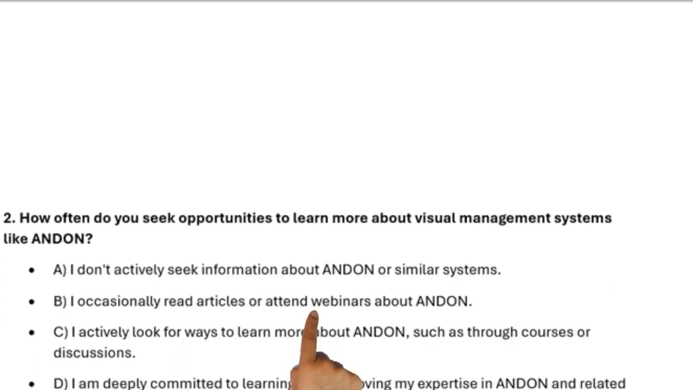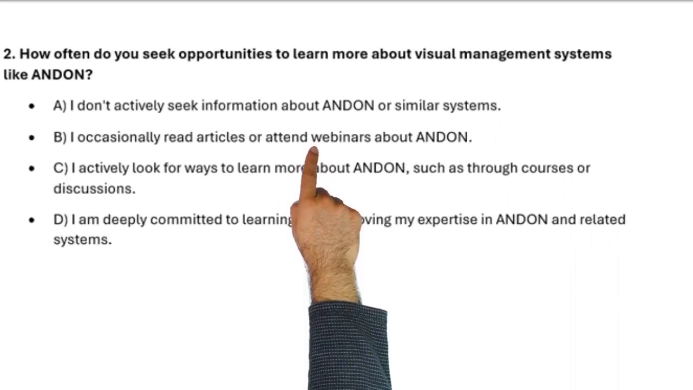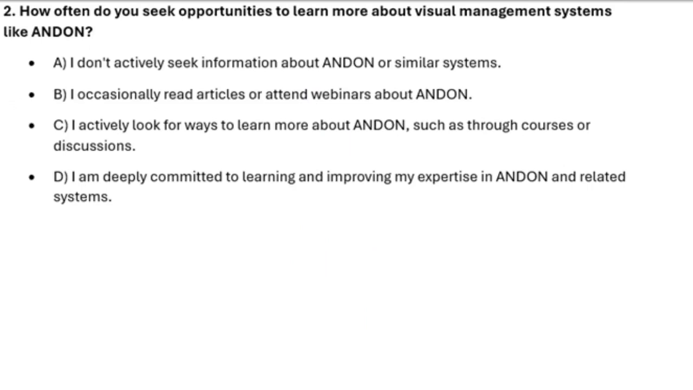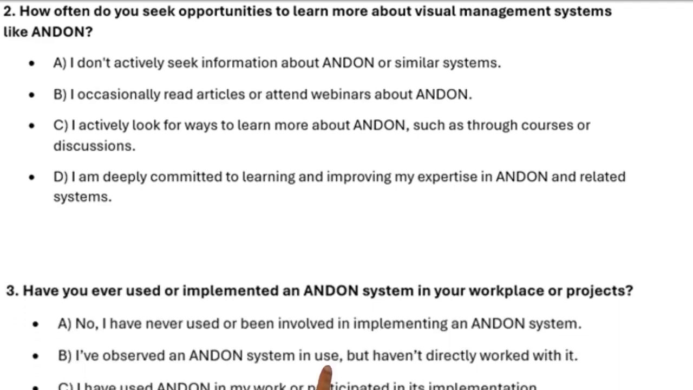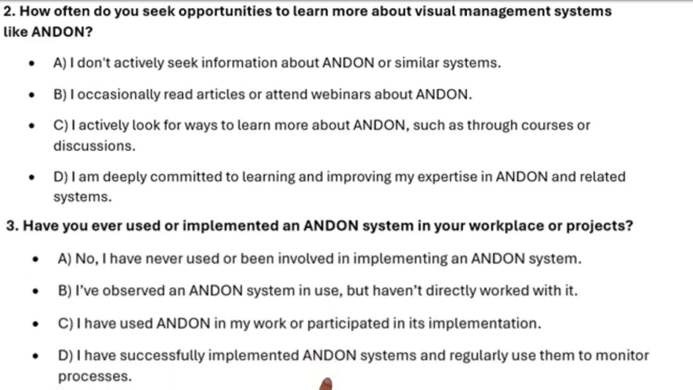2. How often do you seek opportunities to learn more about visual management systems like ANDON? A. I don't actively seek information about ANDON or similar systems. B. I occasionally read articles or attend webinars about it. C. I actively look for ways to learn more about it, such as through courses or discussions. D. I am deeply committed to learning and improving my expertise in it and related systems.